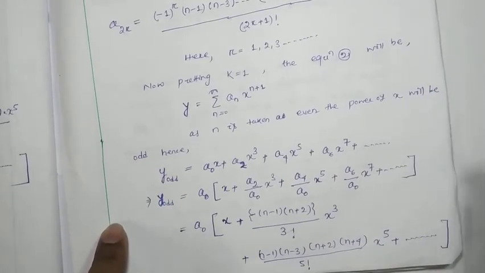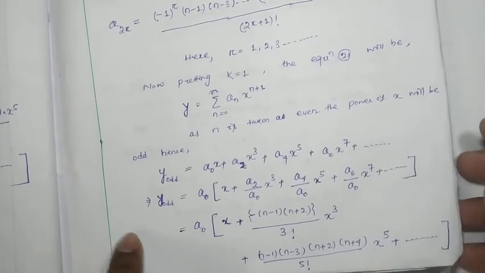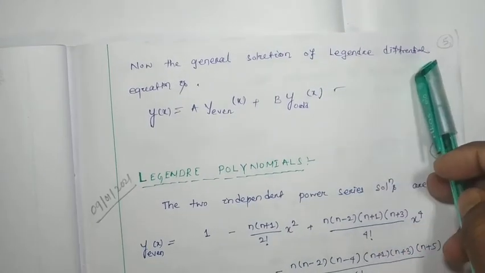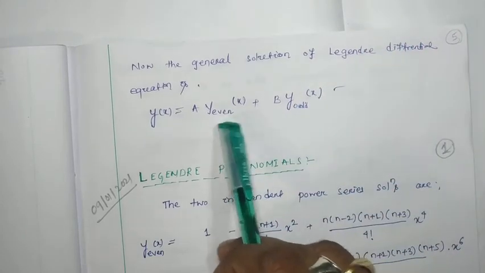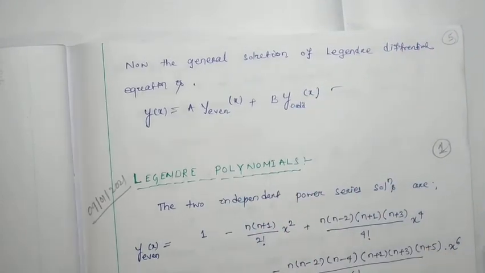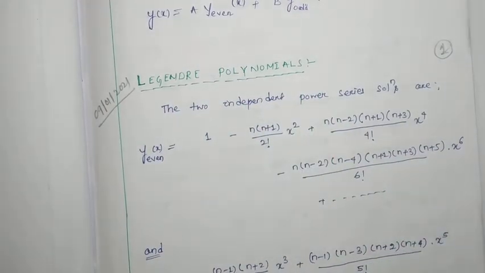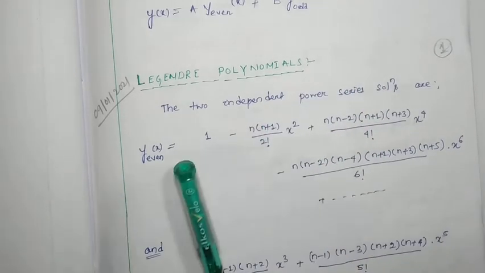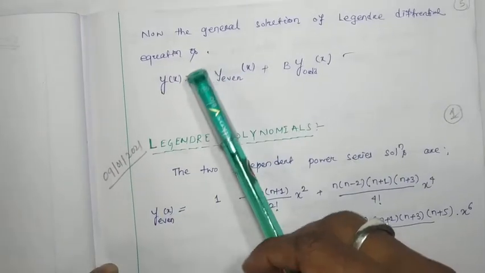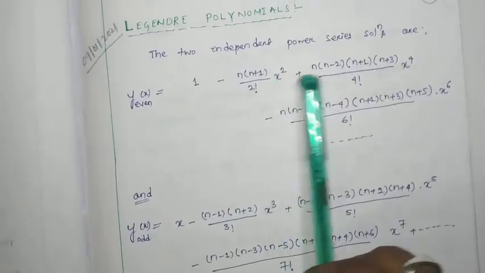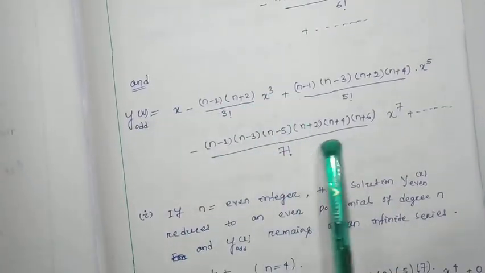I suggest that all of you go through that last class video, that is lecture number 35. We found that the general solution of the Legendre differential equation will be in the form of a into y even plus b into y odd. Today we are going to discuss Legendre polynomials. So we found two solutions. Here we are not considering the coefficients a and b, only the y even solution whatever we got, and the y odd solution whatever we got.